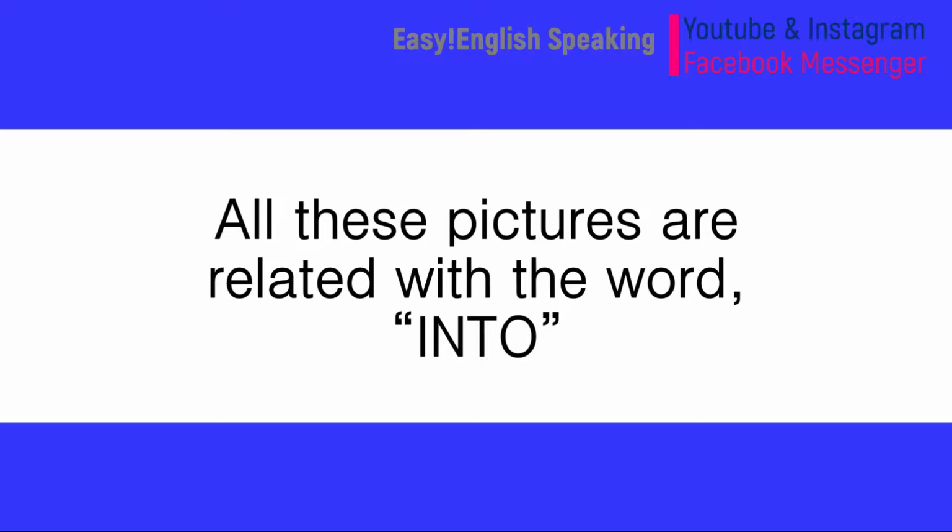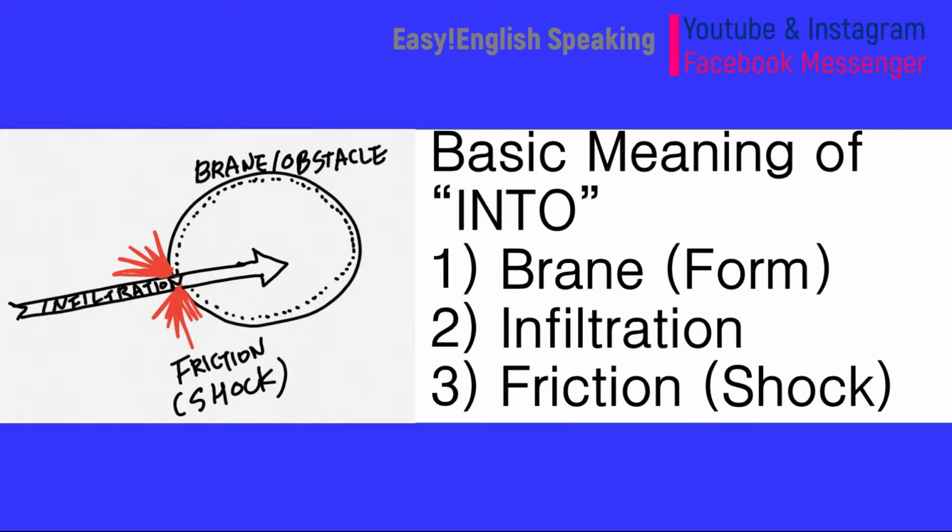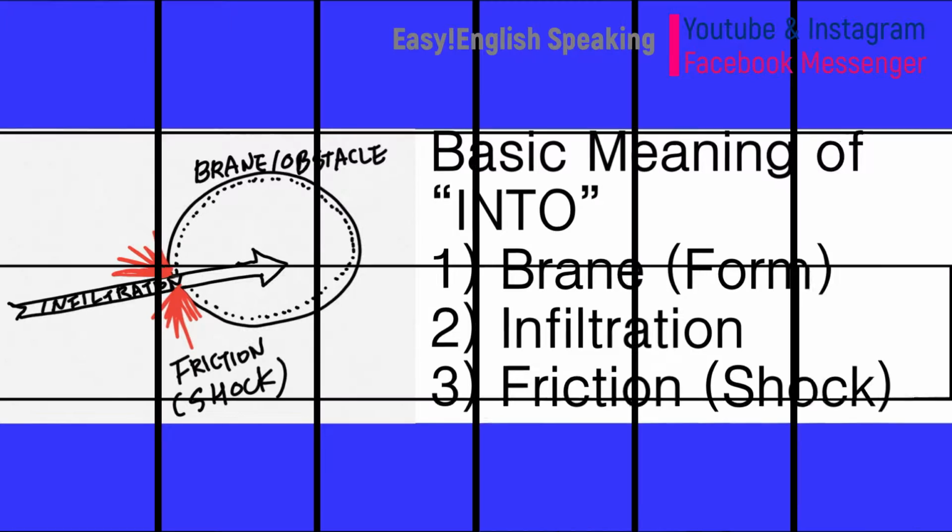All these pictures are related with the word into. The basic meaning of into is as follows. First, the circled location should be surrounded by a brain or have a specific form. Second, the mover should infiltrate the location. Third, when the mover infiltrates, there should be some shock or friction. These are the basic meanings of into.